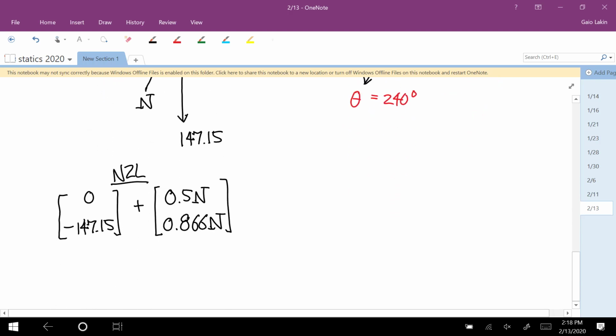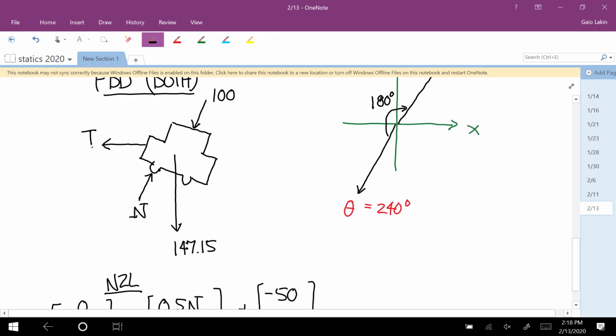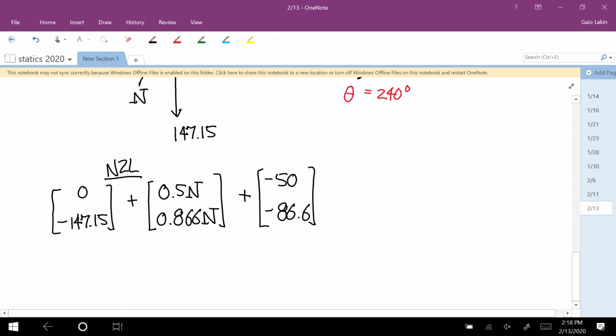And then we have the 100 Newton force that we already used in the other Newton's second law. So that one was negative 50, negative 86.6. And then we add the force magnitude T in the negative x direction. So that's plus negative T, 0. Set that equal to zero.